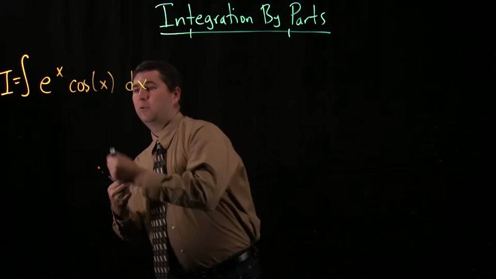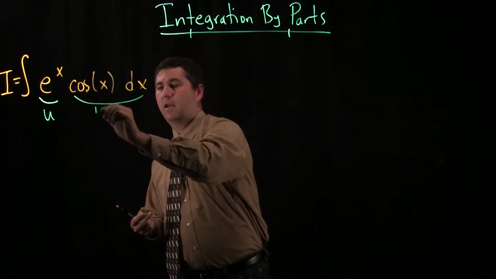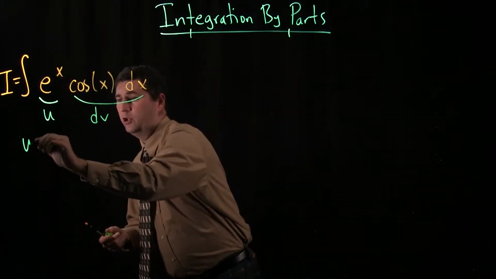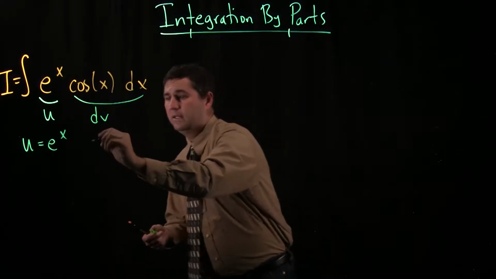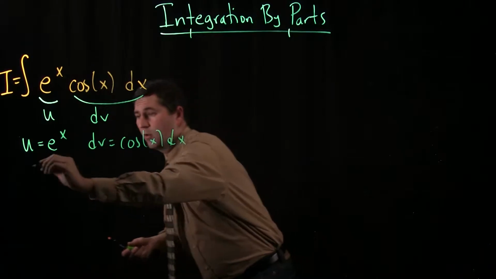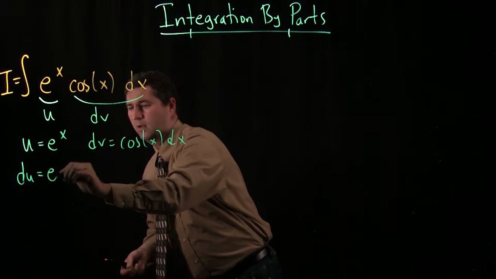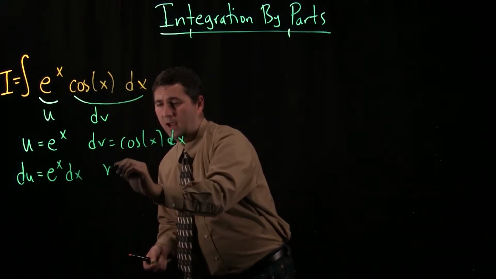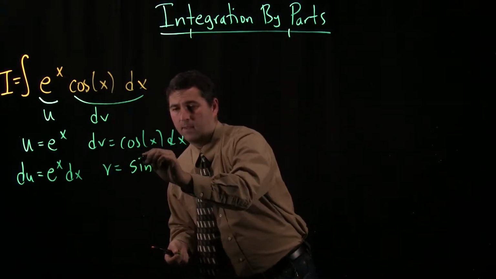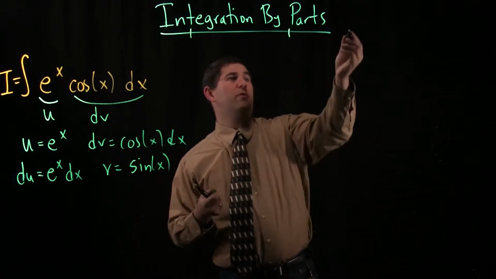First, I'm going to label my e to the x as u and my cosine of x dx as dv. So let's make our little table. So u is equal to e to the x, and dv is equal to cosine of x dx. Now I need to find my du. The derivative of e to the x is just e to the x, and then we have our dx. And I need an antiderivative for cosine, and that's sine. Okay. So once I've done this, I can use my integration by parts formula.